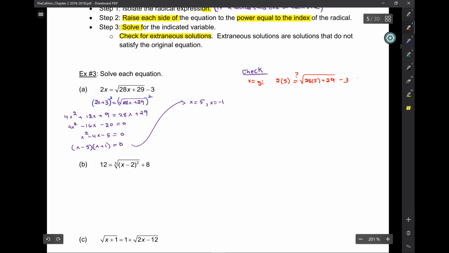And, well, it turns out it is. Okay? All right. Well, how about x equals minus 1? Is 2 times negative 1 the same as the square root of negative 28 plus 29 minus 3? Yes, it is. They both work. Hooray. So the answers are 5 and negative 1. Okay?